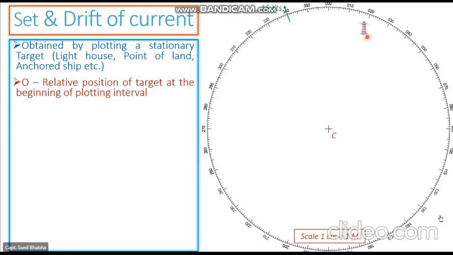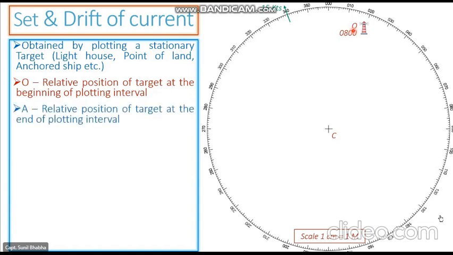So let us now plot the range and bearing of that lighthouse on our plot. Let's assume that the lighthouse was observed at this particular bearing and at this particular range. So we have plotted it using the range and bearing on our radar plotting sheet. Let's assume that this observation was taken at 0800 hours. And as per our naming, we name this lighthouse position as O, Oscar.